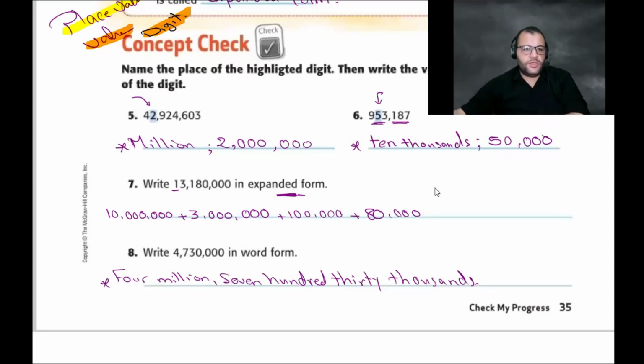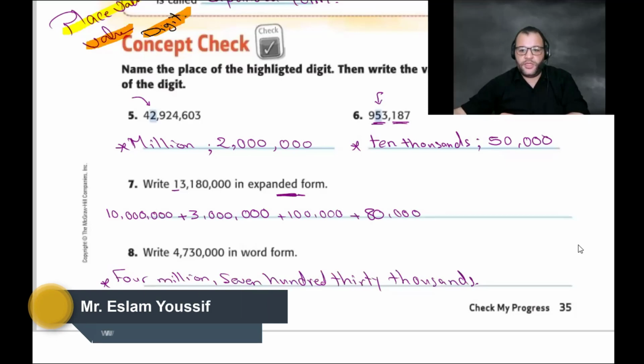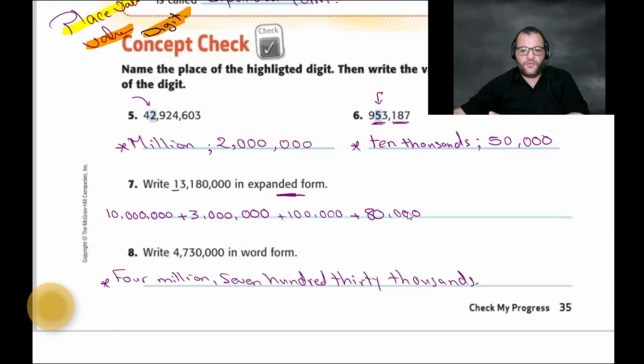If you have any question in this page or you didn't finish writing, please raise your hand. If you need time to solve, raise your hand. Have you finished? Okay.